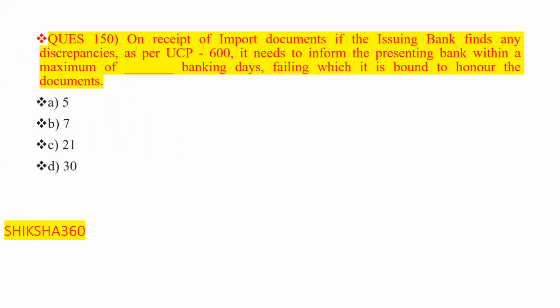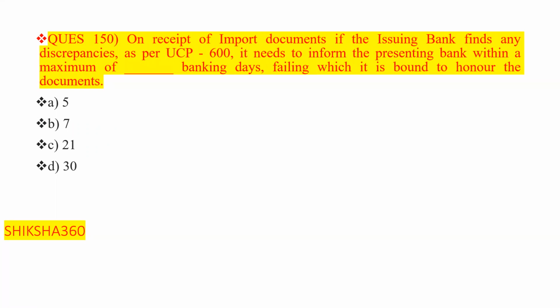Now move to the last question of our today's discussion. On receipt of import documents, if the issuing bank finds any discrepancies as per UCP 600, it needs to inform the presenting bank within a maximum of how many days, failing which it is bound to honor the documents.